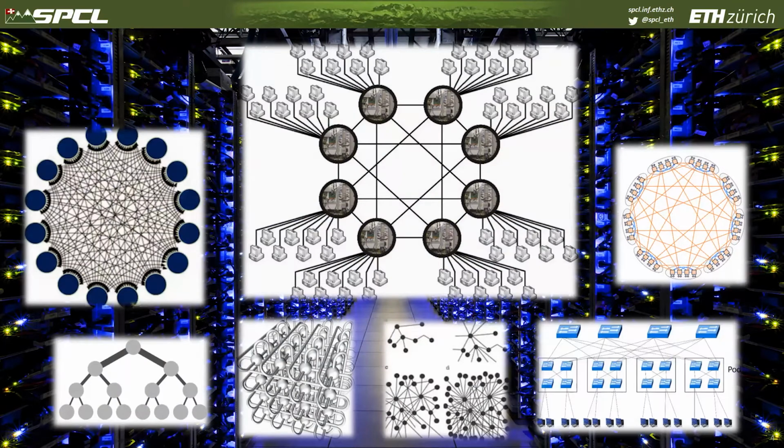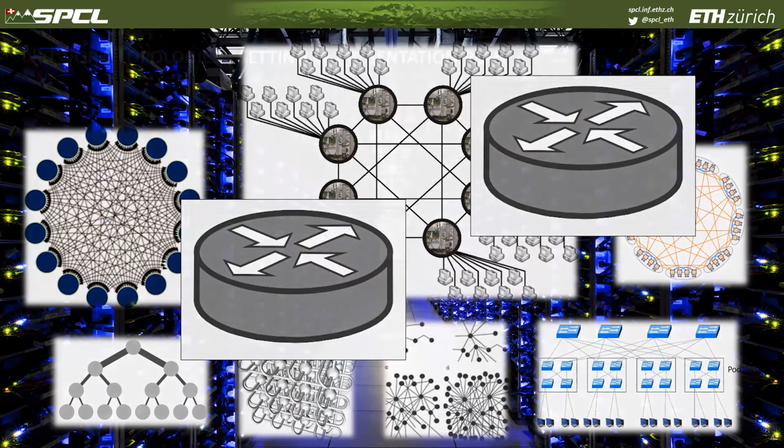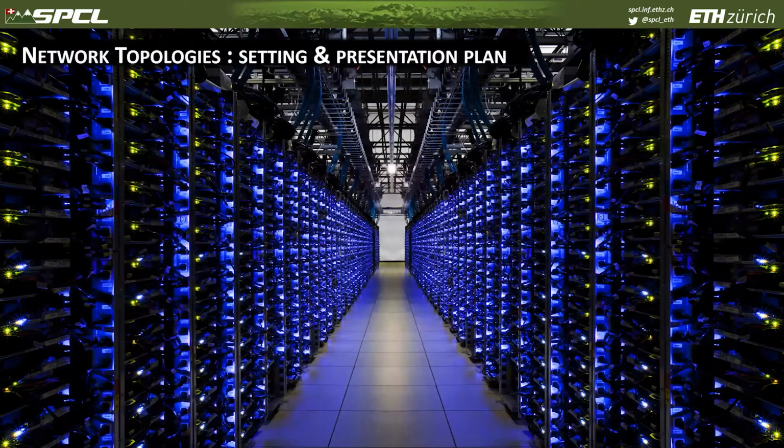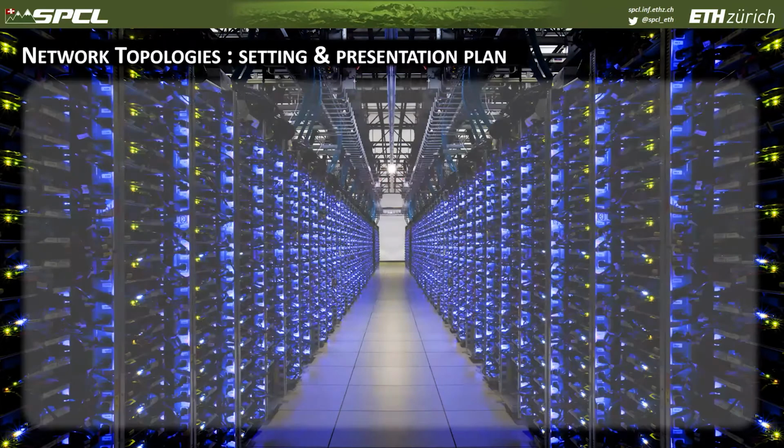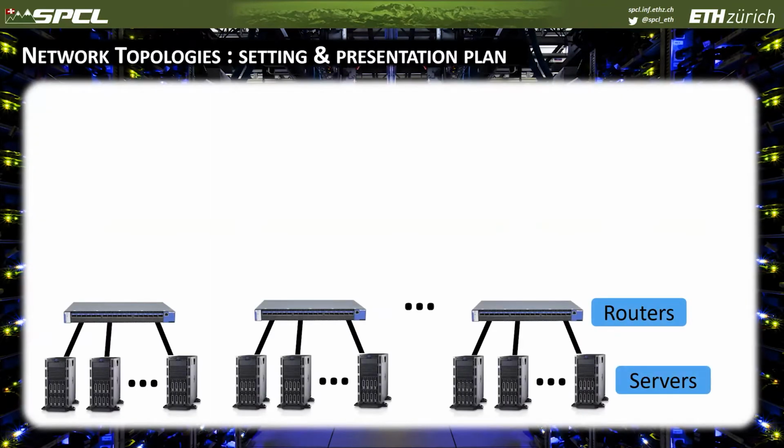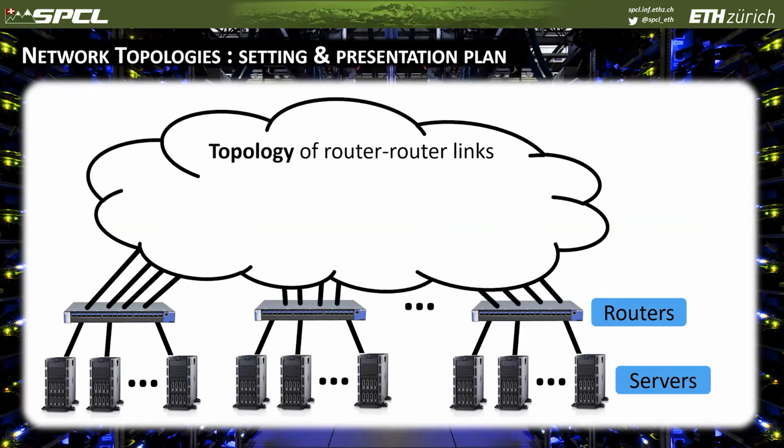But the question is, what topology of connections do we select for our equipment, for our routers, our endpoints, and then how do we route this thing? In this talk, I'm going to touch on all of these aspects. The setting we are going to speak about is the setting where you have some number of routers. All of them are connected to the same number of servers. And then these routers are connected with some router-to-router links that form the topology.